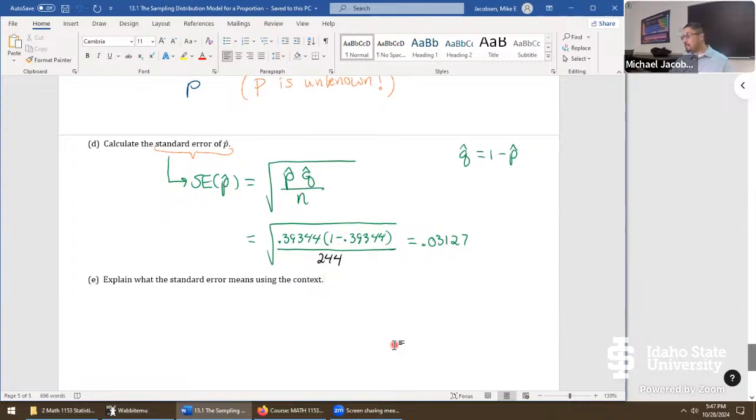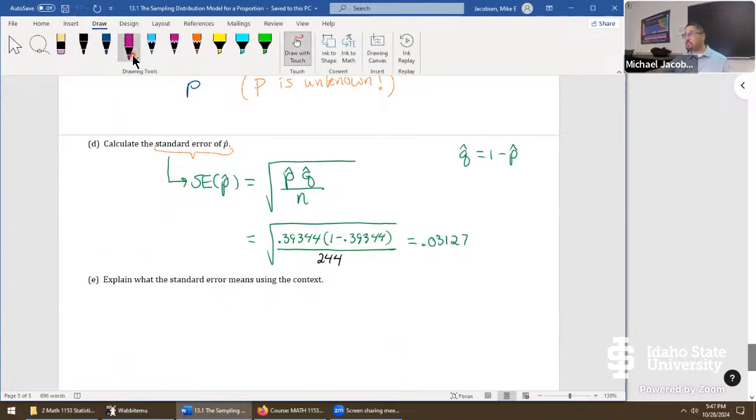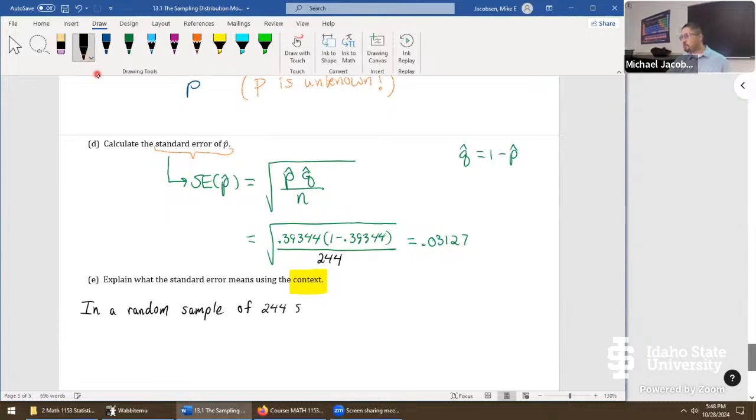On MyStatLab, this is a multiple choice question, so our job is just to determine which answers have something that's a little bit off, making it wrong. So here's what the interpretation of this would look like. In a random sample of, this is the tricky part too, we have to use the context. It was a random sample of 244 students at this university.